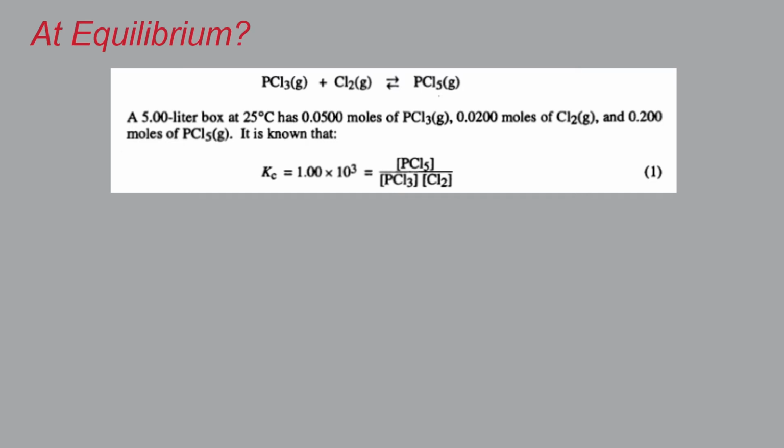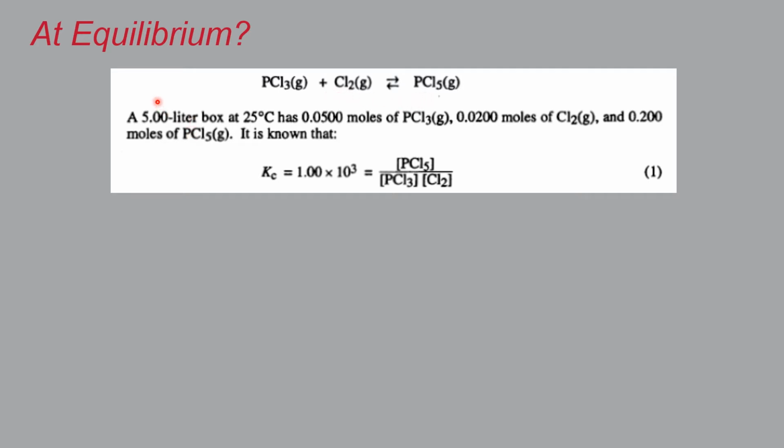So let's do one more quick equilibrium example. This is actually the reverse of a reaction that we've been playing around with here. We've got phosphorus trichloride now reacting with molecular chlorine to give us PCl5.